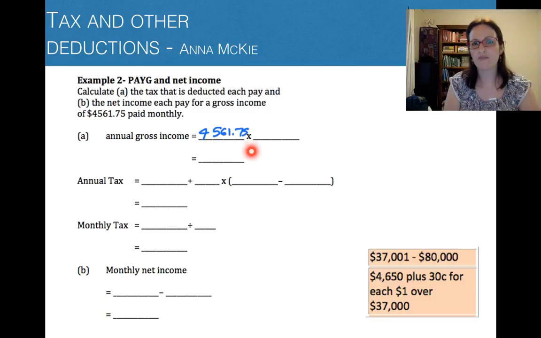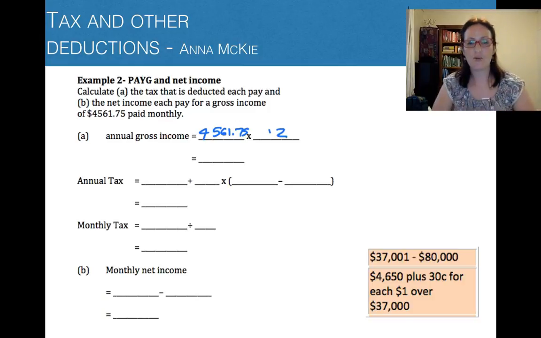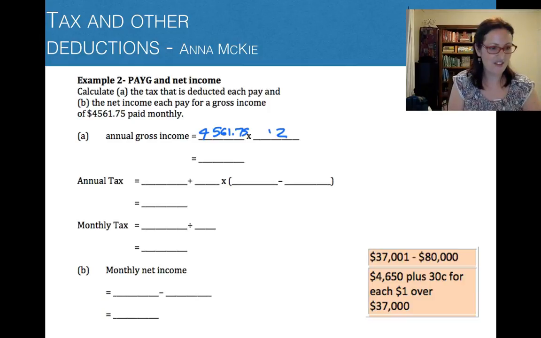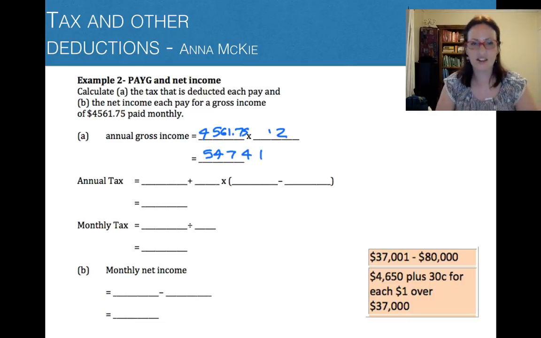Now then multiply there. That's per month. We want per year, annually. So how many months in a year? 12. Work that out with your calculators and your answer is $54,741. We'll put the dollar sign at the end, right at the very end. So that's an annual income.